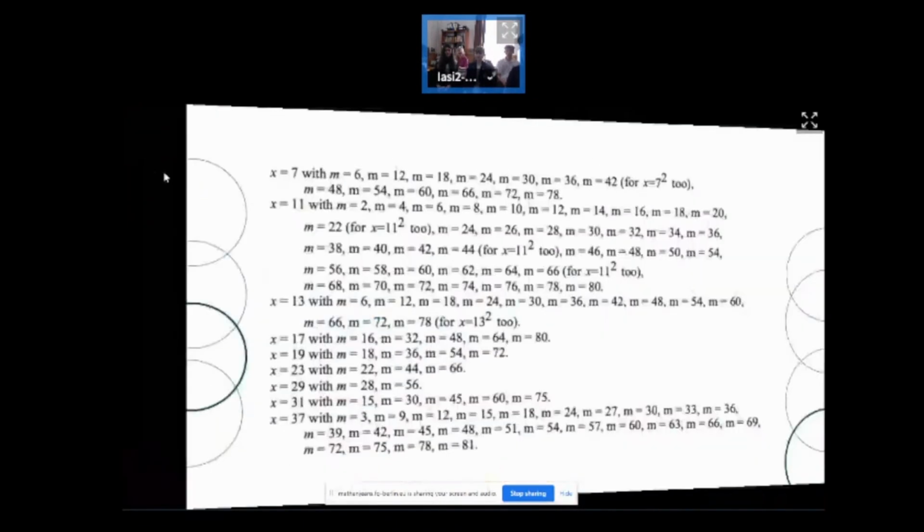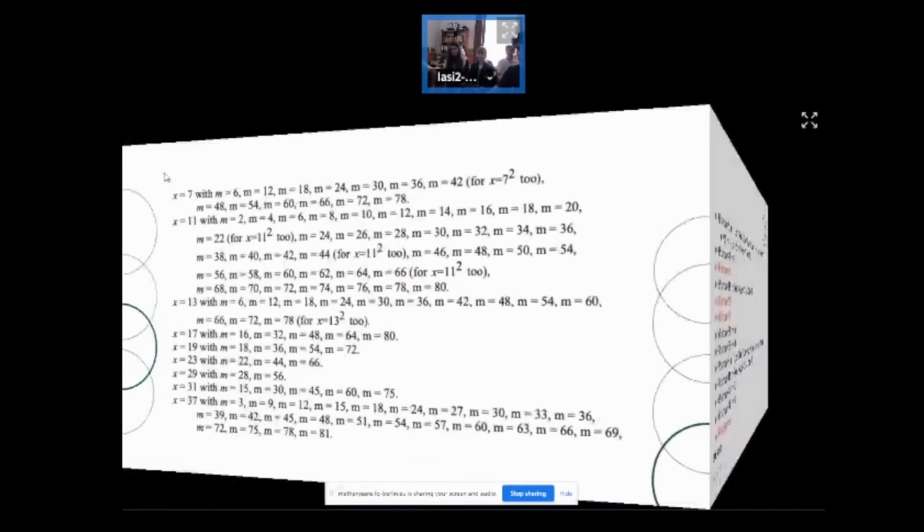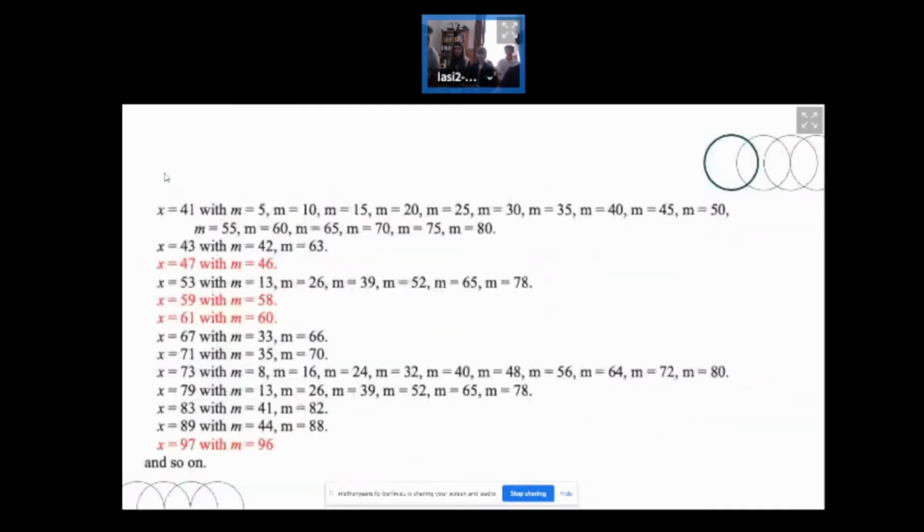And here we got some examples. For instance, for the number 7, we have more than 10 examples to prove that the number 7 is a remarkable number. As for numbers such as 97 or 61, we've only found one example, but they're still remarkable numbers.